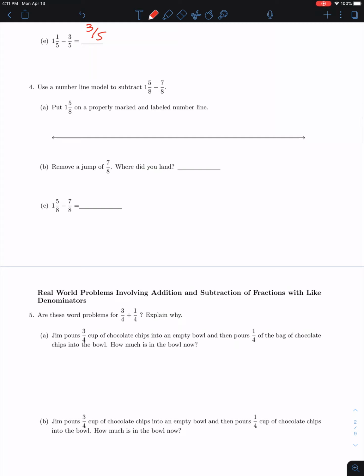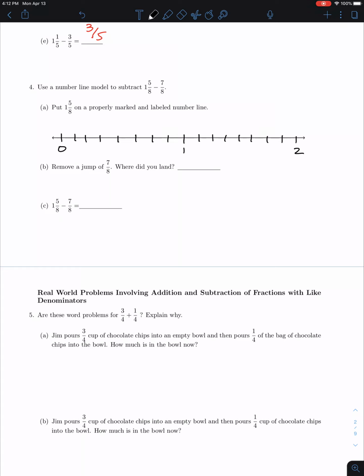So in this case, we're doing 1 5/8 minus 7/8. So the first thing we want to do is kind of draw out our number line. So in this case, I'm going to spread it out a little bit since I have more room. So I'm going to just go up to 2. And then now I want to again break each of these little intervals up into 8 parts. So I want to use 7 little tick marks. So 1, 2, 3, 4, 5, 6, 7. 2, 3, 4, 5, 6, 7.